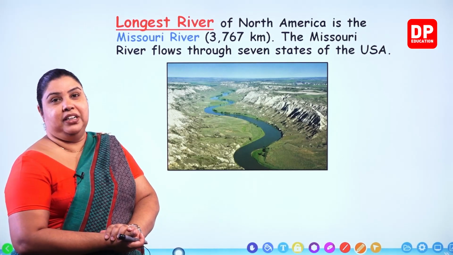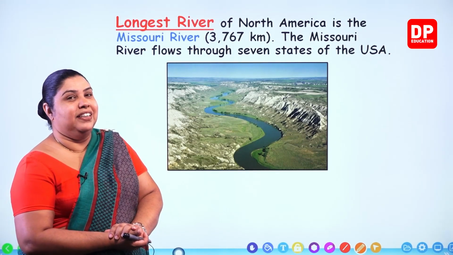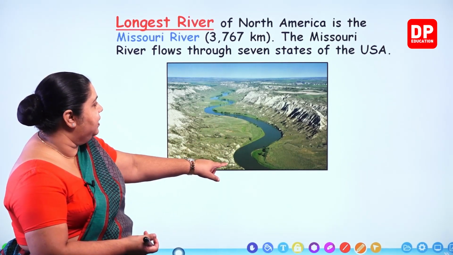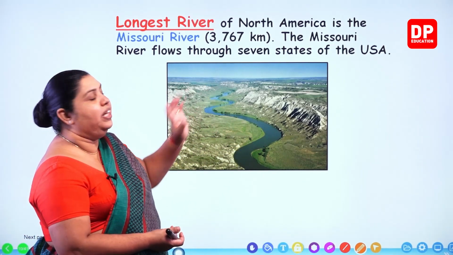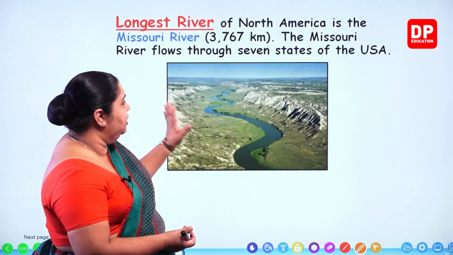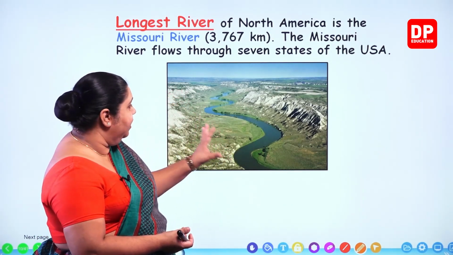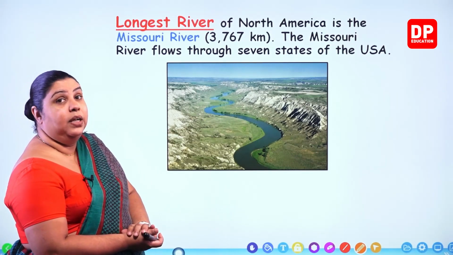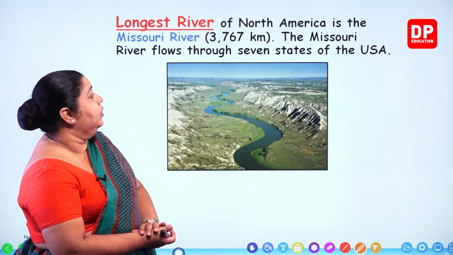3,767 kilometers. It's not an easy thing. It's not a short river. It's a long river. Now, can you see? This is the Missouri River. So this is the Missouri River and it is the longest river in North America.